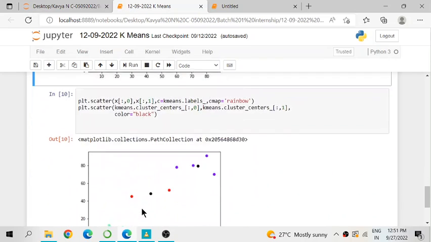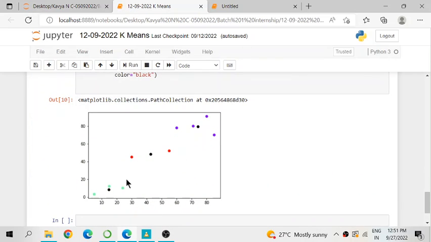Okay, so if you want to know the centroids which are finally decided, here are the centroids.